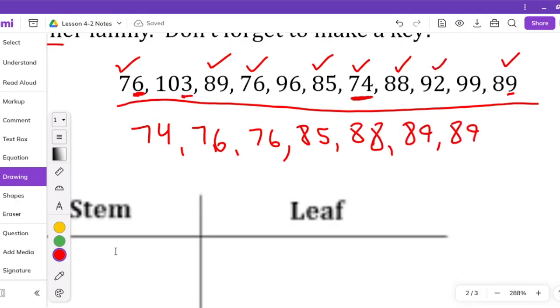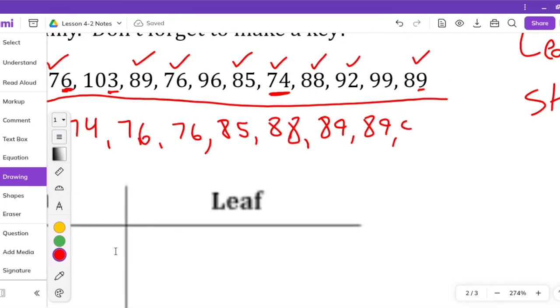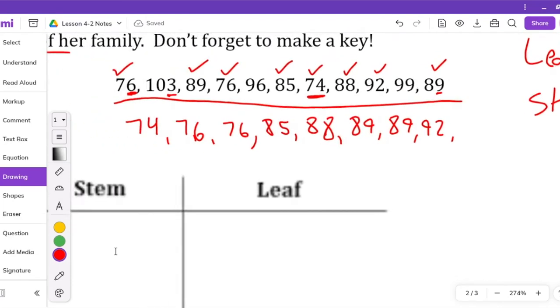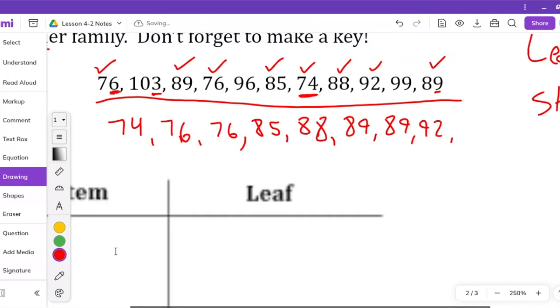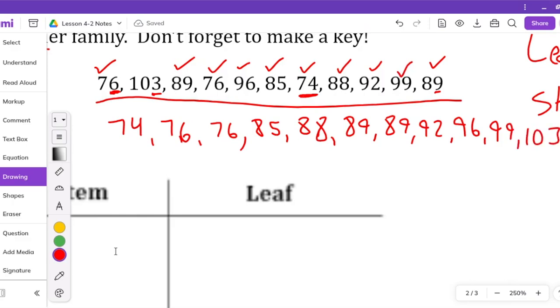92. There's some old people at this. This is impressive. 92, 96, 99, 103. And just to make sure, let's count: 1, 2, 3, 4, 5, 6, 7, 8, 9, 10, 11.